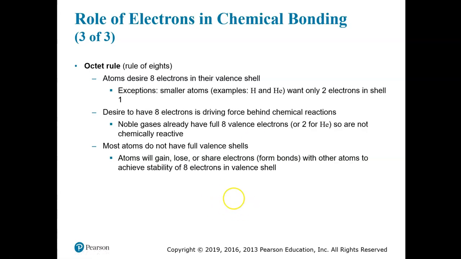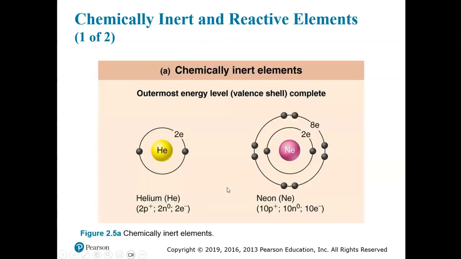So what's going to happen with all the rest of the atoms, which do not have 8 electrons in their valence shell? They are going to gain, lose, or share electrons with other atoms in order to fill that valence shell and complete it with 8 electrons.